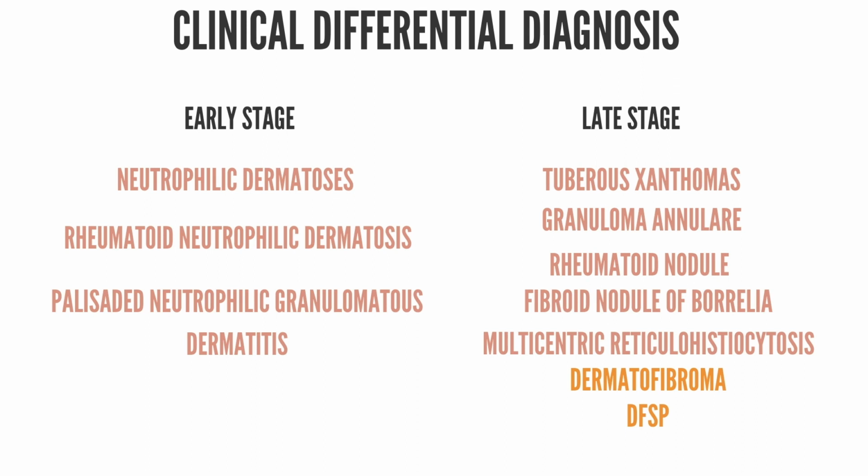angiomatosis. Tuberous xanthomas present as pink-yellow papules or nodules on the extensor surfaces, especially the elbows and knees. Tuberous xanthomas occur in association with disorders of lipid or cholesterol metabolism. A biopsy reveals foamy cells and cholesterol clefts.